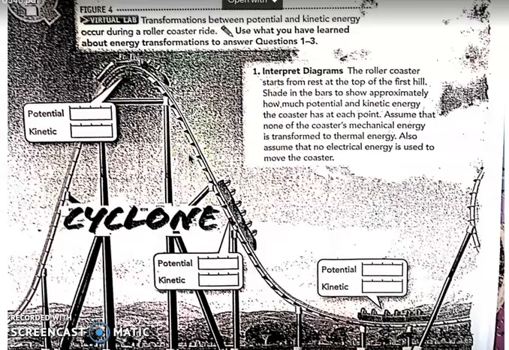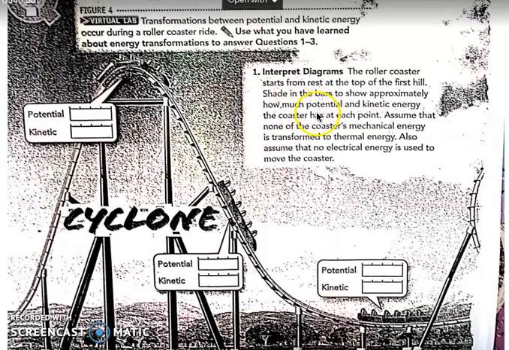Okay, so let's take a look. Here it says, the roller coaster starts from rest at the top of the first hill. So if you've ever ridden a roller coaster, maybe you're aware that once you get to the top of the hill, the roller coaster kind of pauses for a moment. Okay? So shade in the bars to show approximately how much potential and kinetic energy the coaster has at each point.